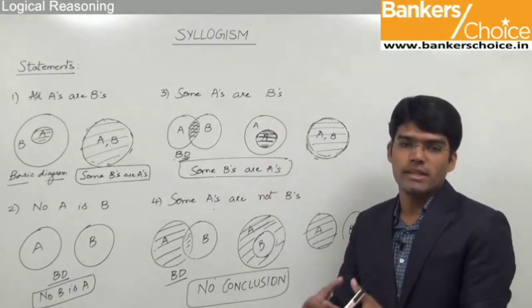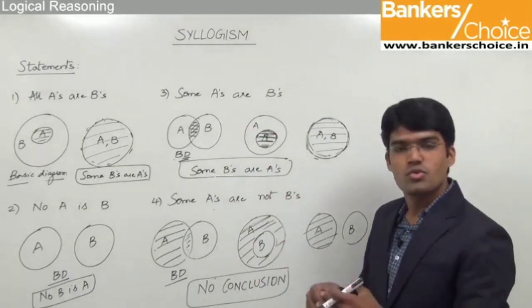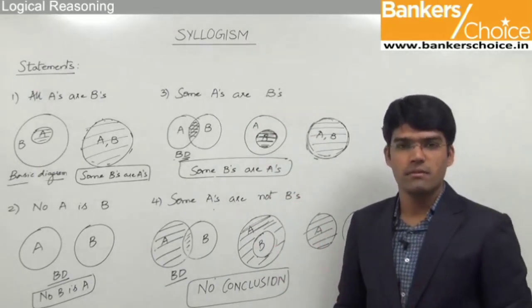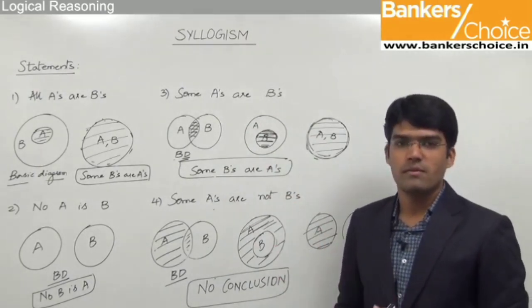And when two or more than two statements are given to us, we are supposed to make a consolidated Venn diagram and find out which of the conclusions given in the question are true for the given Venn diagram.